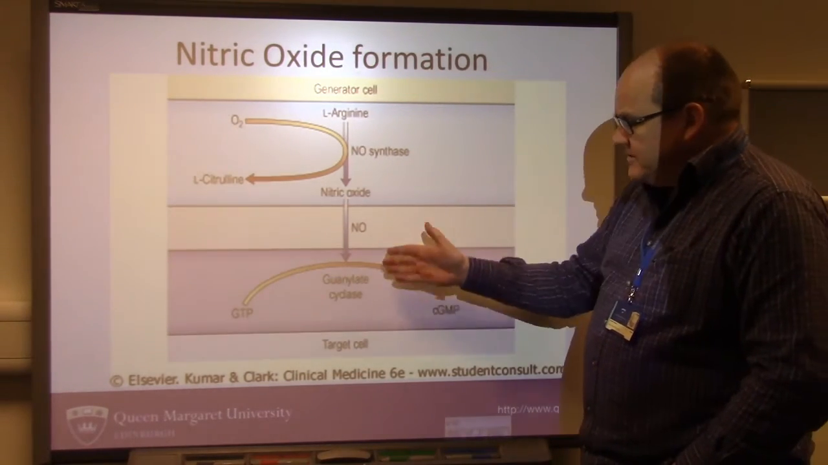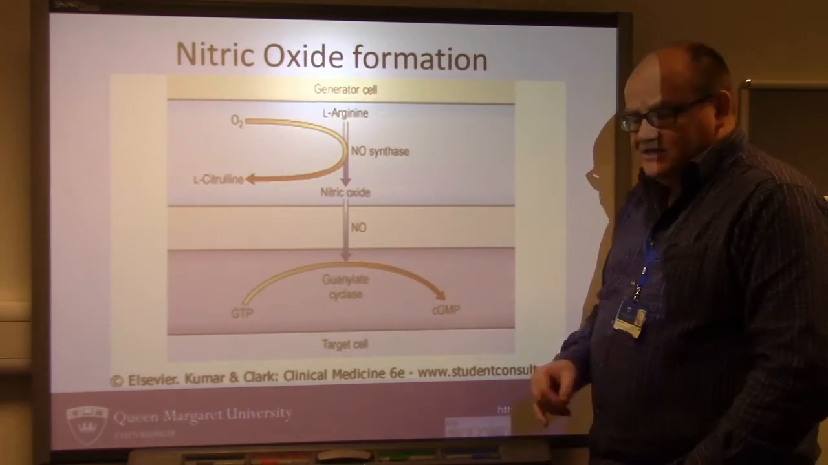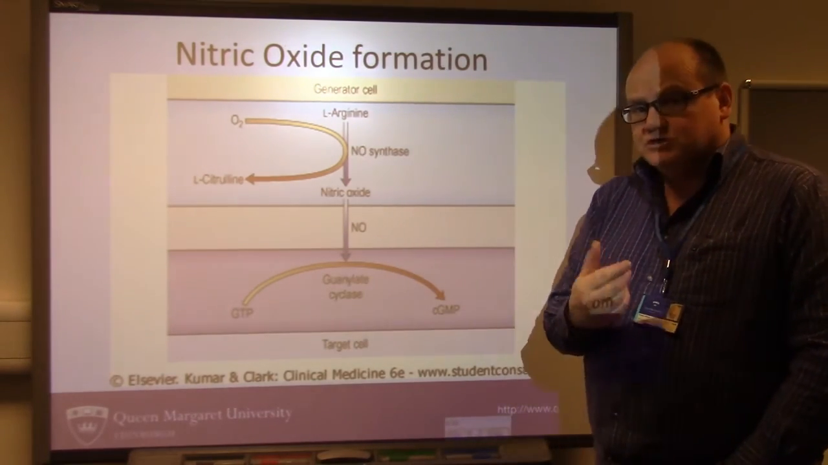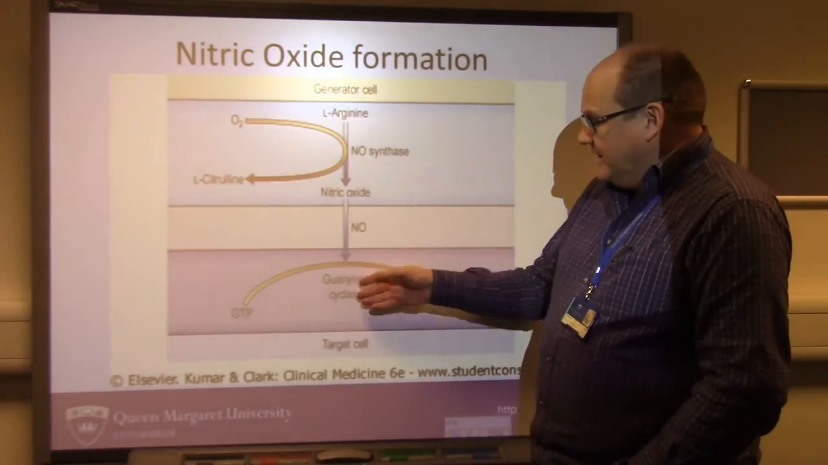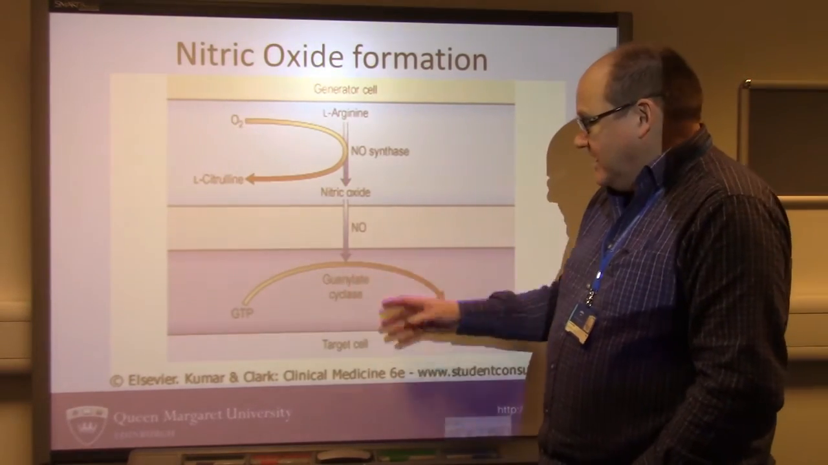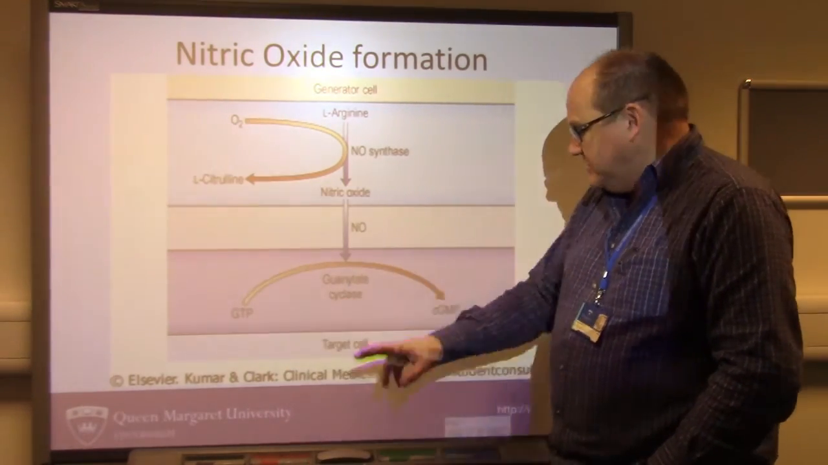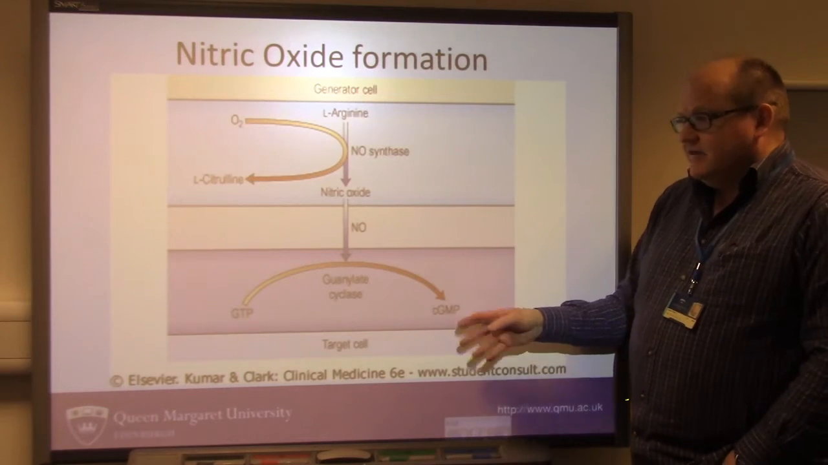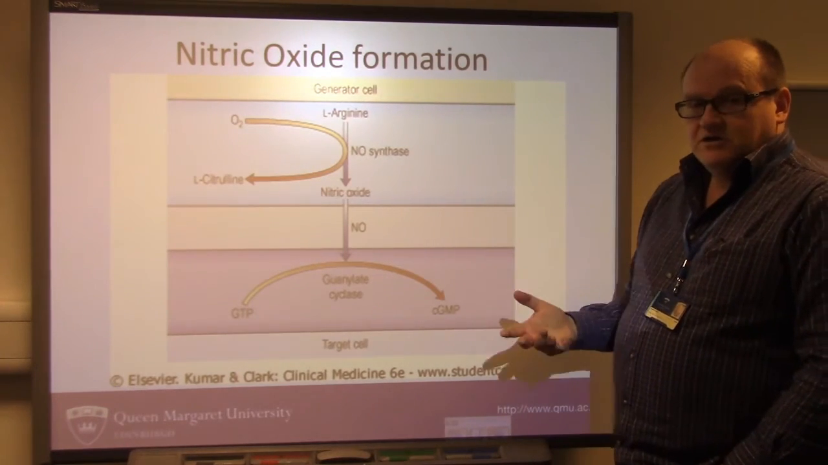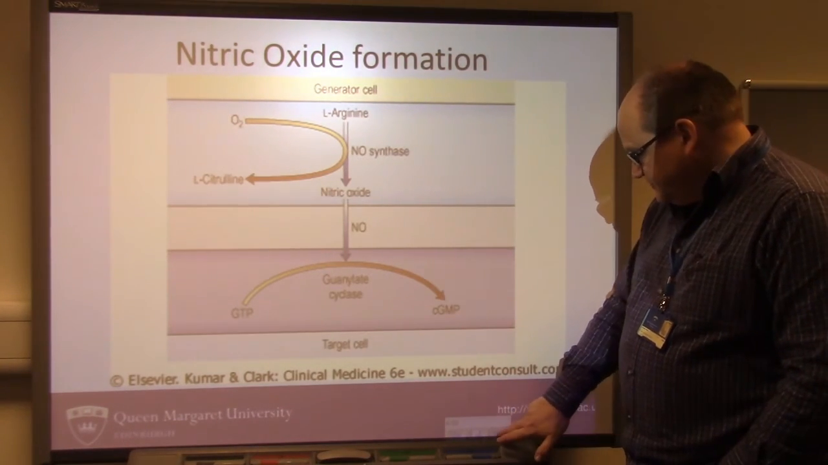The nitric oxide then goes to the target cell, which in this case, thinking of a blood vessel, would be your smooth muscle cell. It activates the guanylate cyclase, giving you the conversion of GTP to cyclic GMP, and therefore the resultant relaxation of the smooth muscle.